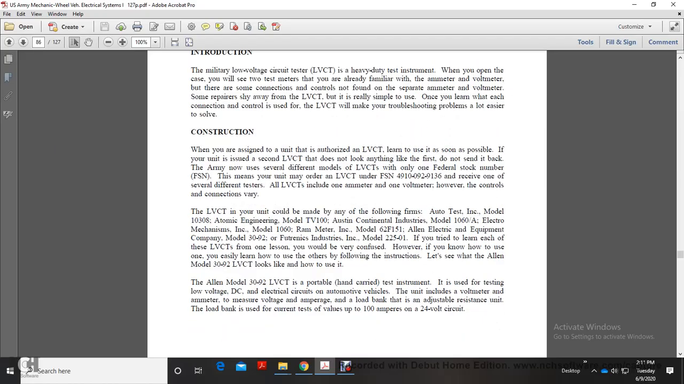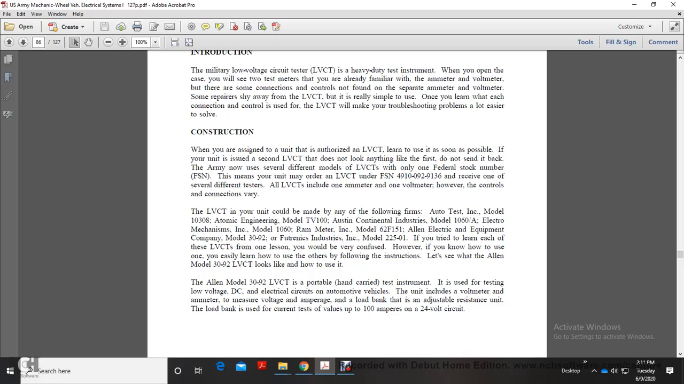The construction. When you're assigned a unit with an authorized low voltage circuit tester, learn how to use it as soon as possible. If you have a unit with a second low voltage circuit tester that doesn't look anything like the first, do not send it back. The Army now serves the different models of the low voltage circuit tester with only the federal stock number, and this means that a unit may order a low voltage circuit tester under the FSN 4910-00-929-1369 and receive one of several different testers. All low voltage circuit testers include one ammeter and one voltmeter. However, the controls and connections vary.